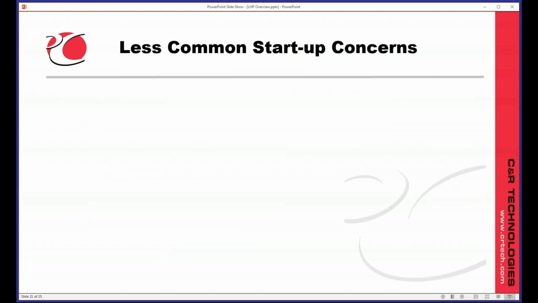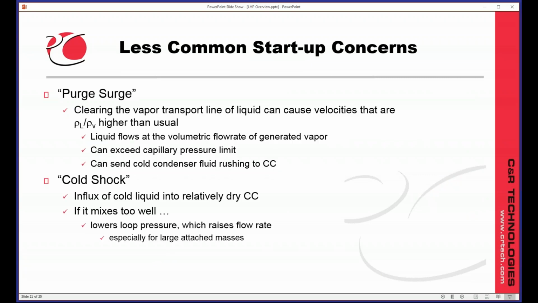Again, in the interest of time, I'm going to skip over these more rare and uncommon startup concerns, like the purge surge clearing out the vapor line, with very high velocities of cold liquid rushing around through the system. It can exceed the capillary pressure limit, which is not immediate failure in an LHP. Just because you temporarily or transiently exceed the capillary pressure limit doesn't mean the LHP is dead. It just means that it's experienced some stress and may have bubbles on the wrong side and so forth. So just so you're aware, they're not that delicate. I'm not going to cover these right now because we just don't have time, and they're not too common and not often a great concern. This cold shock issue of collapsing ullage inside a condensation chamber can happen, but as long as you're aware that it can happen, it won't trouble you.